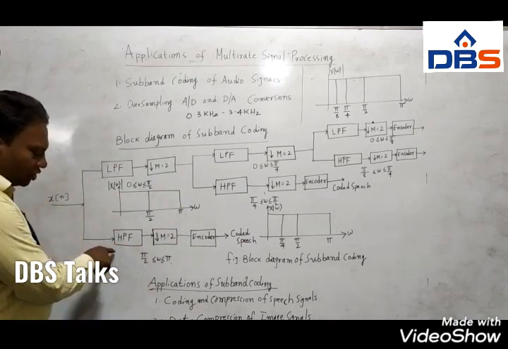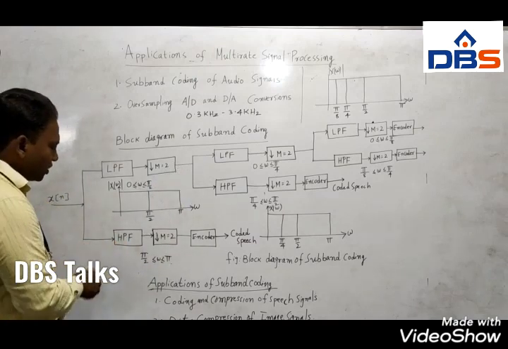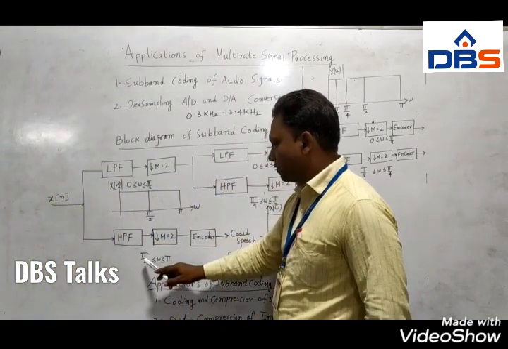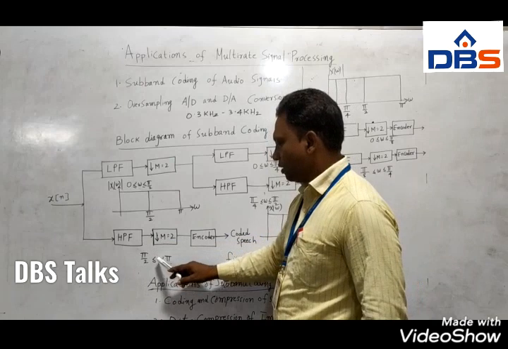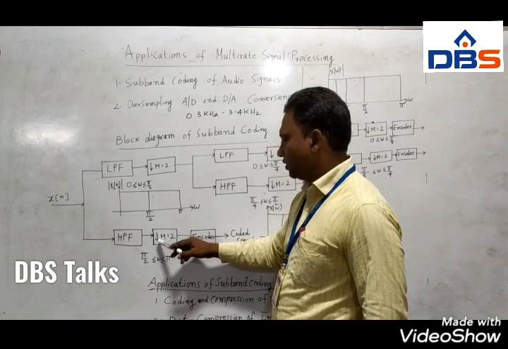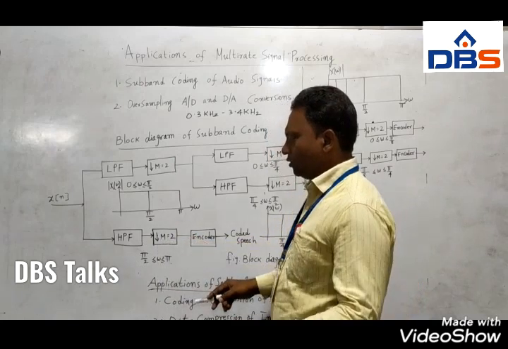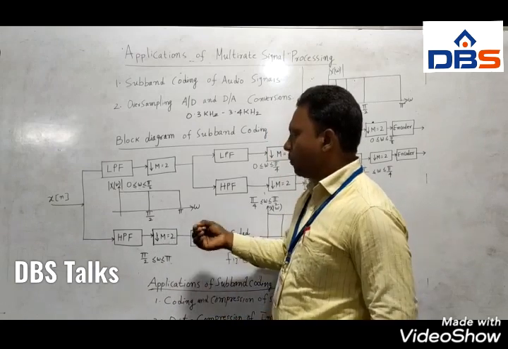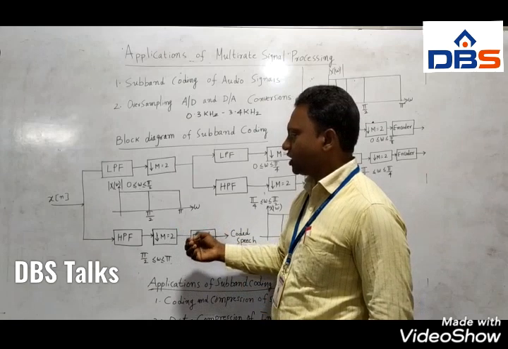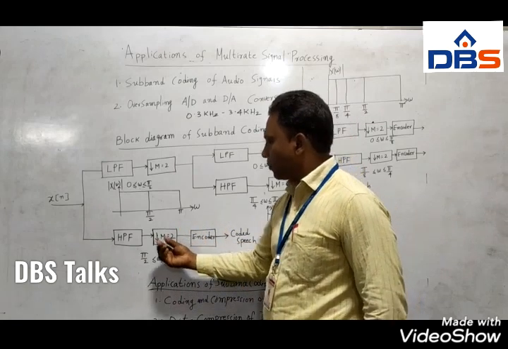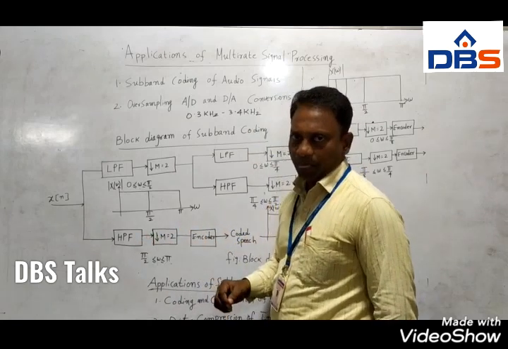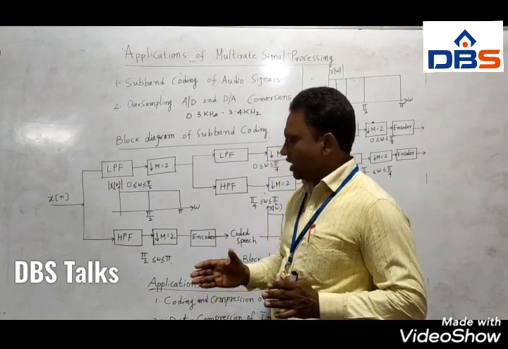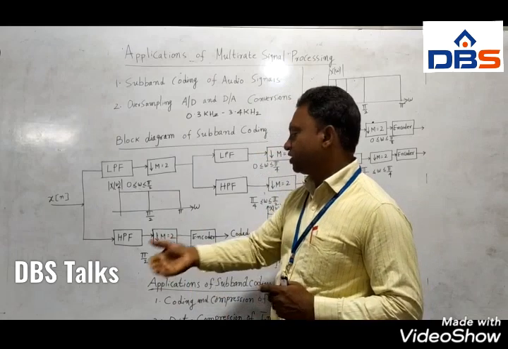Now you see this coming here, bottom branch. So here a high pass filter is there. This high pass filter passes the frequencies from pi by 2 to pi in the range of omega, and after that it is downsampled. And after downsampling, we know that suppose m is equal to 2, then m minus 1 samples are discarded, which are present at the input of the decimator. The decimator eliminates m minus 1 samples from its input samples.